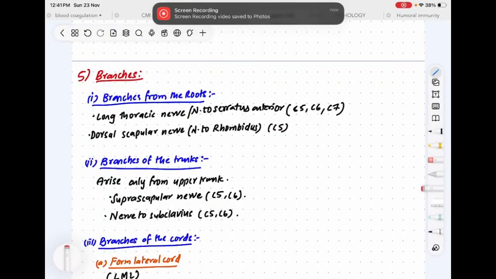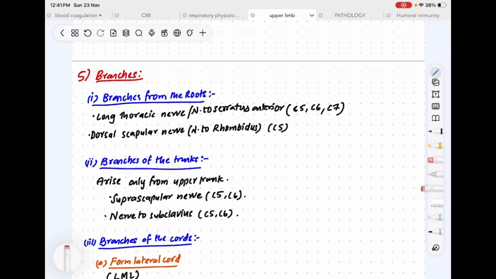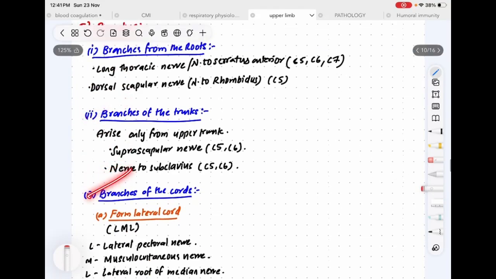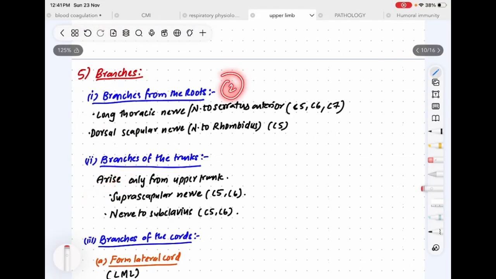Okay, now we will be talking about the branches of the brachial plexus. So there are branches from roots, branches from trunks, and branches from cords. There are two branches emerging from the roots. These are long thoracic nerve and dorsal scapular nerve. Long thoracic nerve is also known as nerve to serratus anterior, and dorsal scapular nerve is also known as nerve to rhomboids.